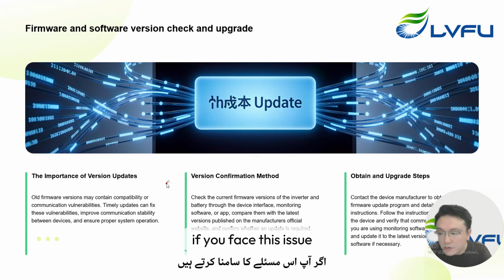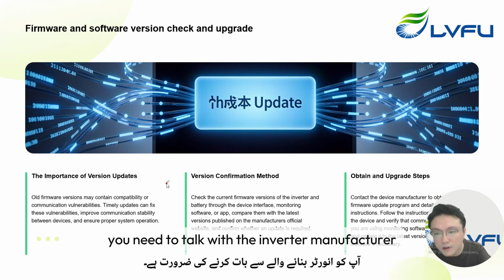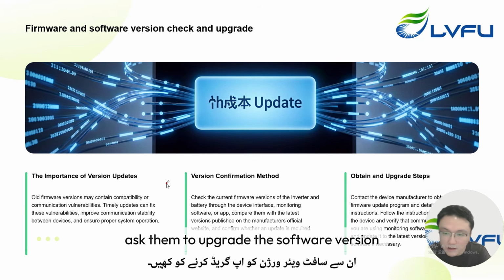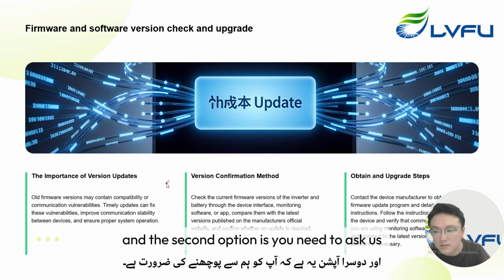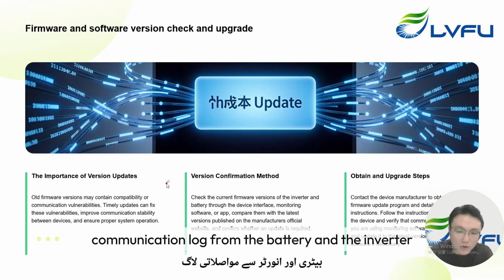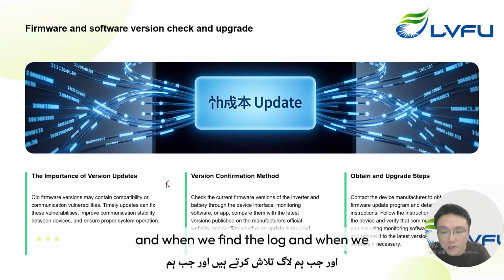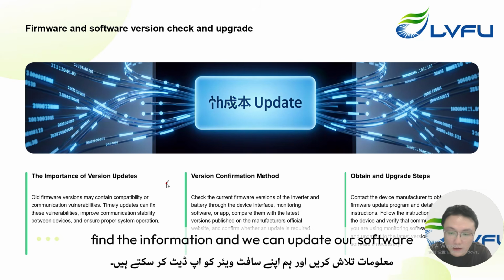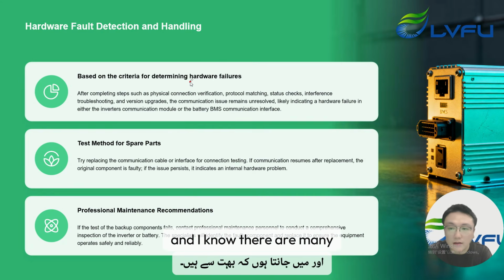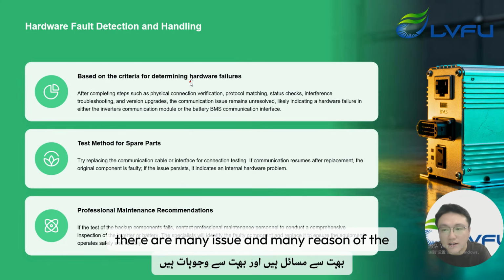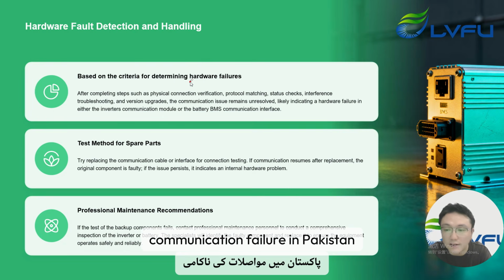If you face this issue, you need to talk with the inverter manufacturer or the seller and ask them to upgrade the software version. That's the first option. The second option is you ask us to check the communication log from the battery and the inverter. When we find the log and the information, we can update our software as well. And I know there are many reasons for communication failure in Pakistan.